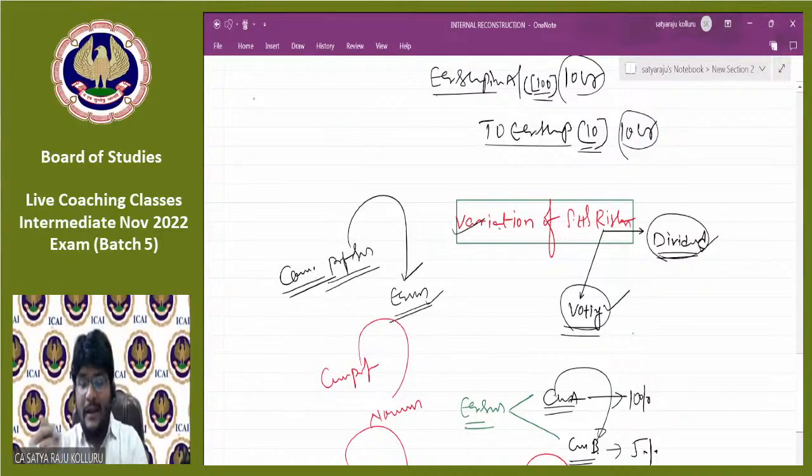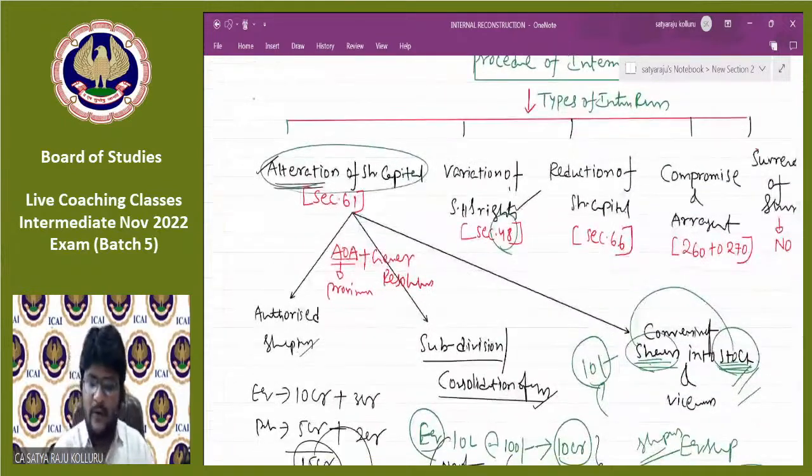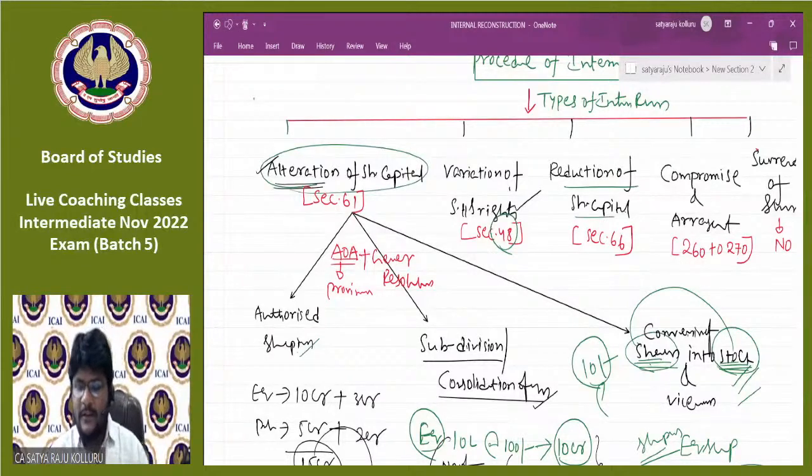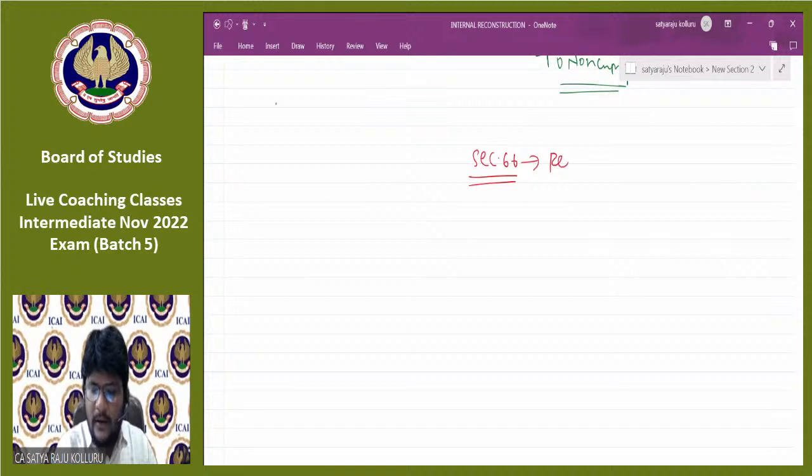But the meaning of variation of shareholders' rights is that there is a change in right, either with respect to voting or with respect to dividend. Okay. This is all with respect to Section 48, variation of shareholders' rights. Now coming to reduction of share capital, which is Section 66 of the Companies Act 2013.